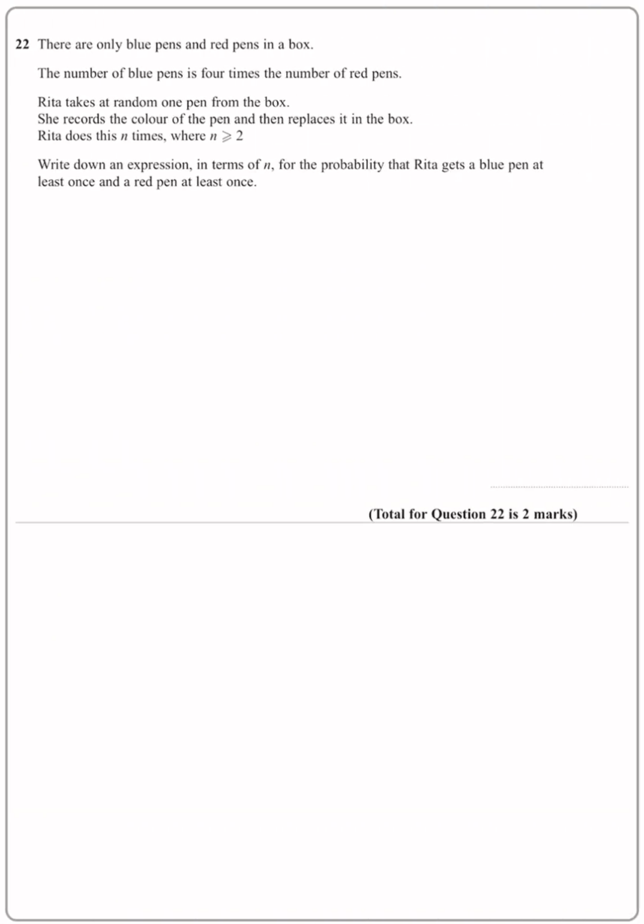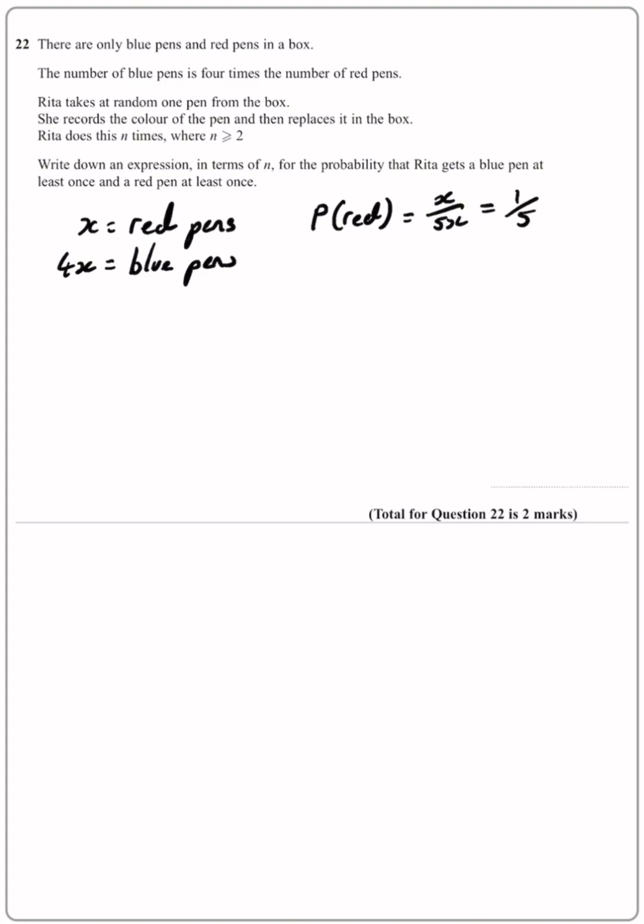Question 22. Okay, we don't know the number of red pens or blue pens. However, we know there's 4 times as many blue pens. So if I say that there are x red pens, then there are going to be 4x blue pens, and there's going to be 5x pens in total. So the probability of picking a red pen at random is going to be x divided by 5x, or if you prefer just a fifth, it doesn't matter what x is.